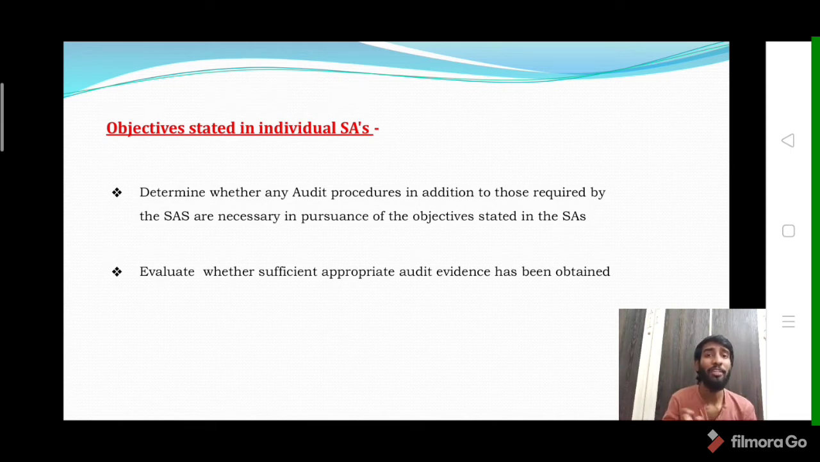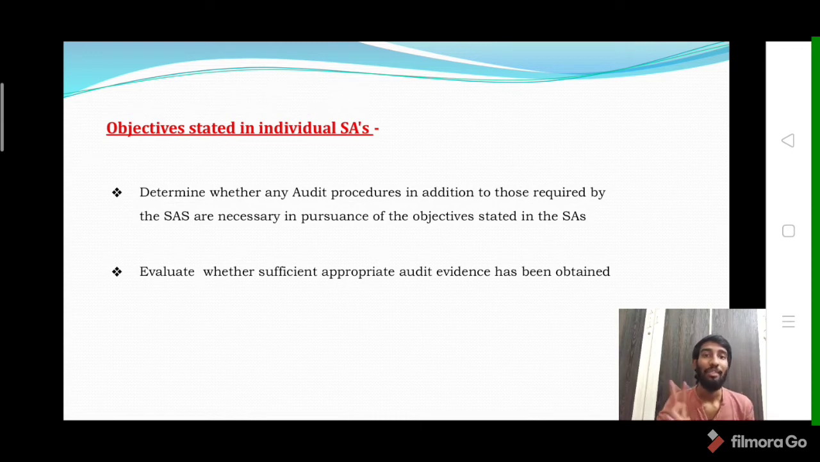What are the objectives? First one, determine whether any audit procedures in addition to those required by the SAs are necessary in pursuance of the objectives stated in the SAs. So generally we follow some audit procedures for obtaining sufficient appropriate audit evidence, that is compliance procedure or substantive procedure. But in some SAs they will specifically mention to follow some additional procedures. In such circumstances, as an auditor, it is our objective to perform such additional procedures.